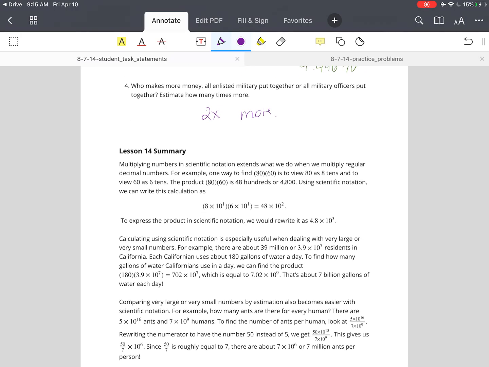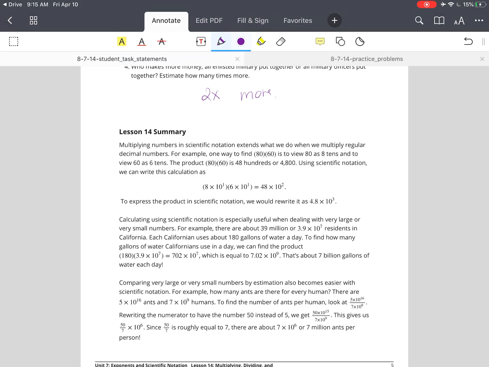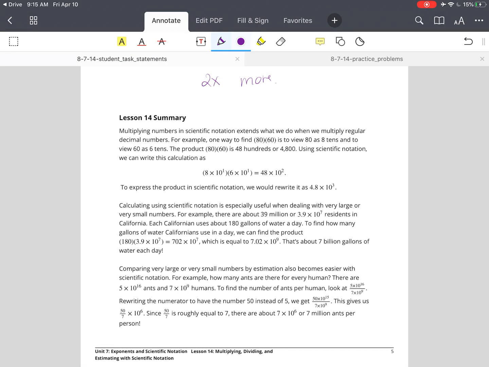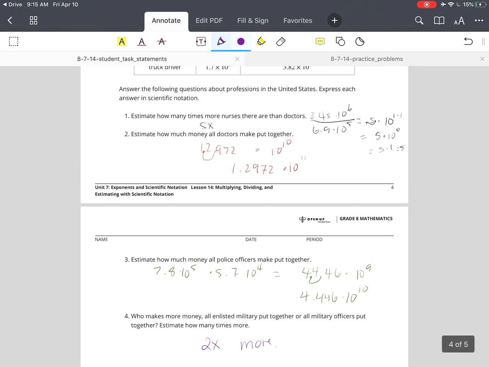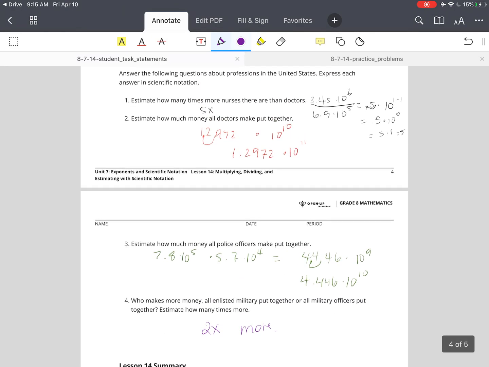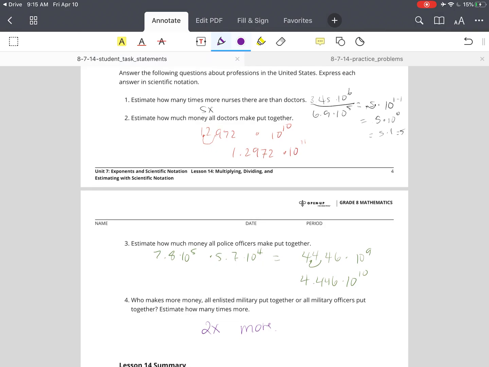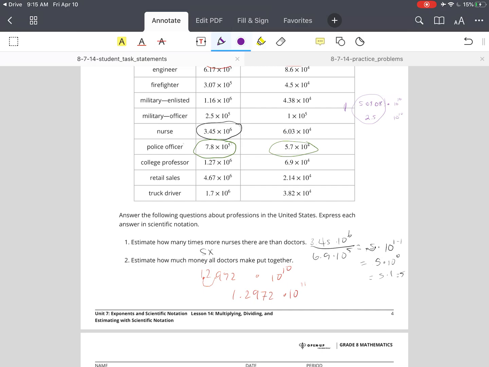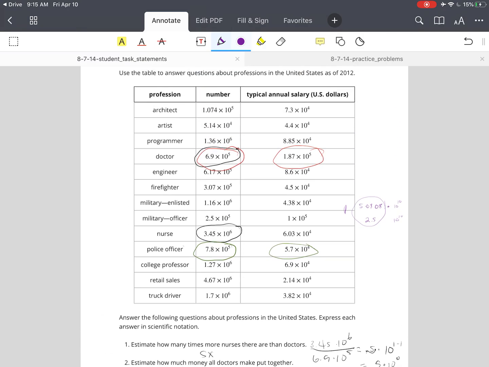2 times more. So the idea here for this summary is figuring out how many times bigger one is compared to the other. And really what you're going to be doing is either dividing or multiplying. If you're finding the total, here we found the total, or for some of these we were finding the total, so we were multiplying. But when you're finding how many times bigger, that's when you divide, okay?